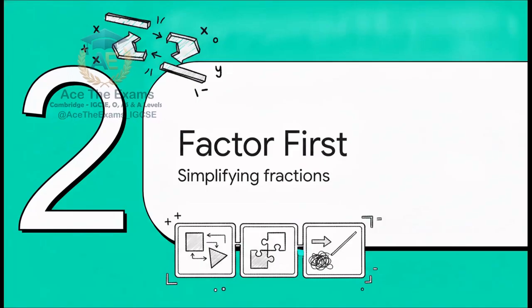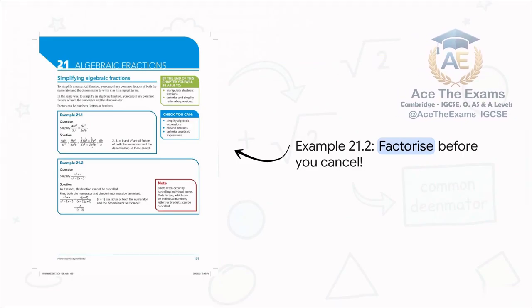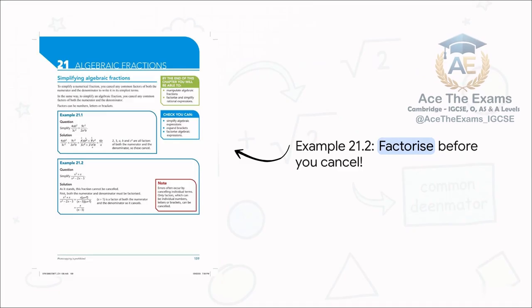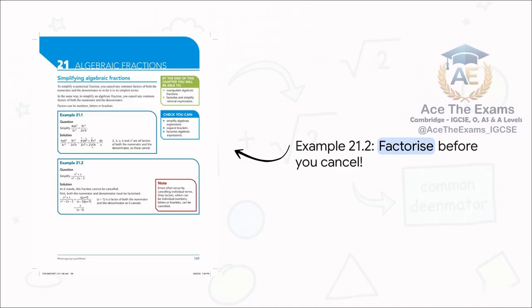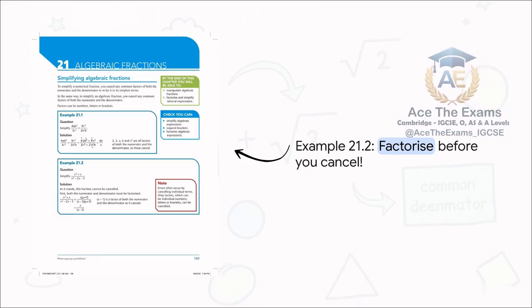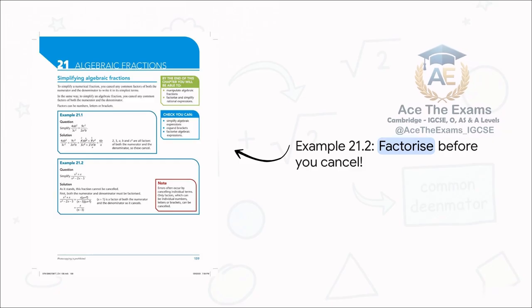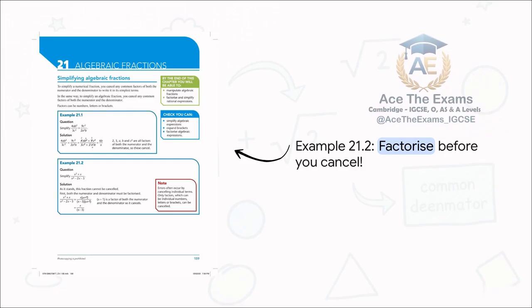Moving on to Section 2, simplifying by factoring first. Now, what's really interesting about this slide is the trap so many people fall into. Check out example 21.2, pulled straight from the source text. We need to simplify x squared plus x, all over x squared minus 2x minus 3. Okay, looking at it right now, it cannot be canceled. No way. You absolutely cannot just cross out the x squareds on the top and the bottom. That's a massive red flag.